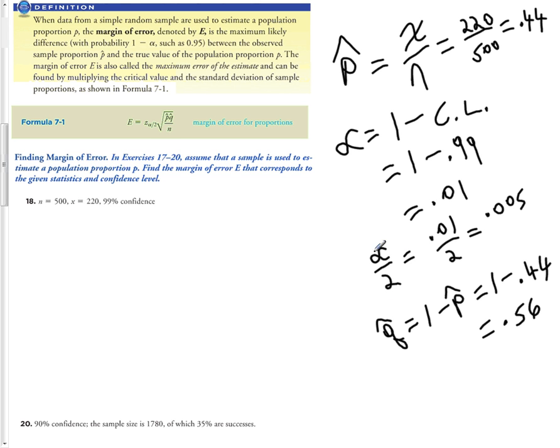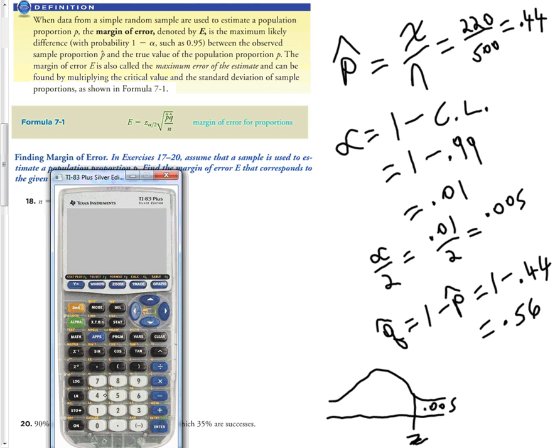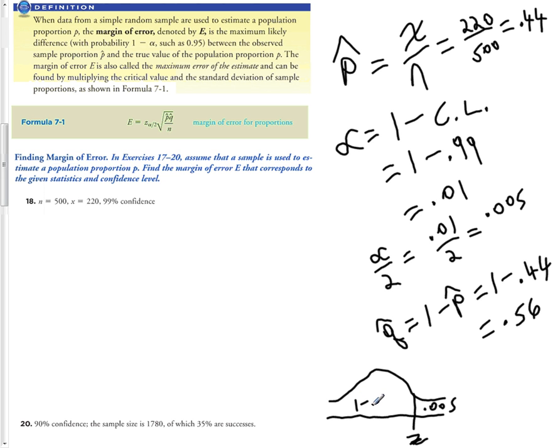Actually, in the formula, I don't have alpha over 2. I have the z of alpha over 2. And remember, the z of alpha over 2 separates in the right tail an area of alpha over 2. So I want the z-score that has 0.005 over here in the right tail. So I'm looking for this z-score as my critical value. So let's find that z-score. We can go to our trusty TI. The left area is going to be 1 minus 0.005, or 0.995.